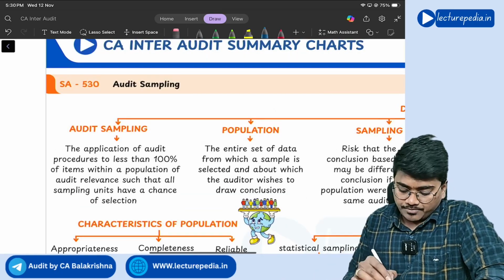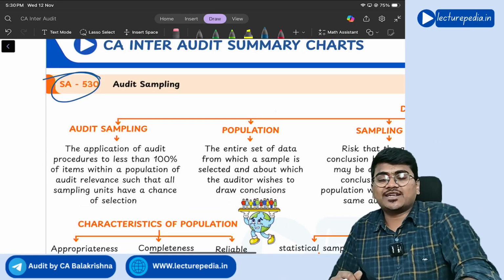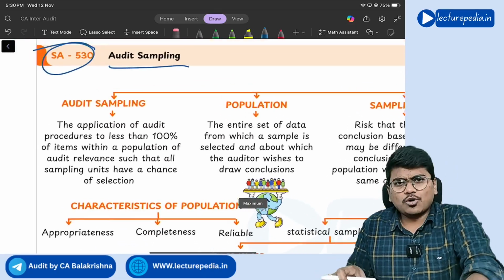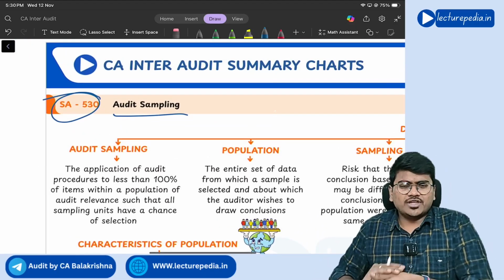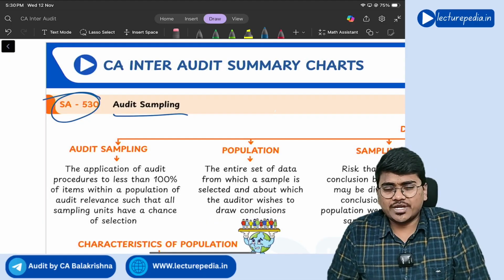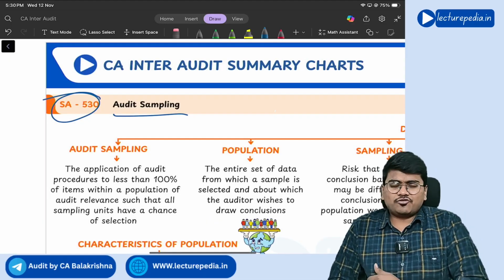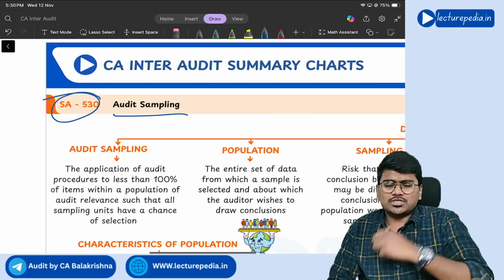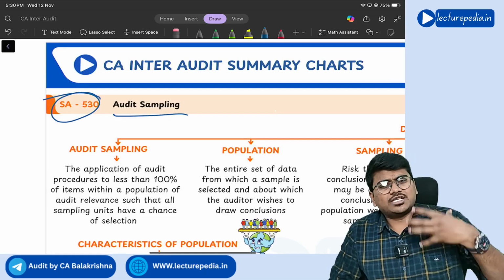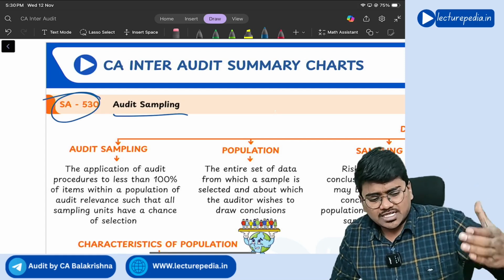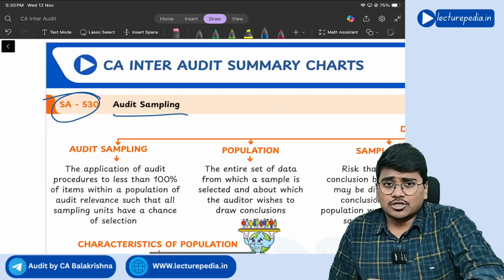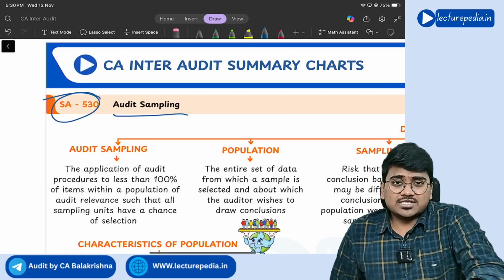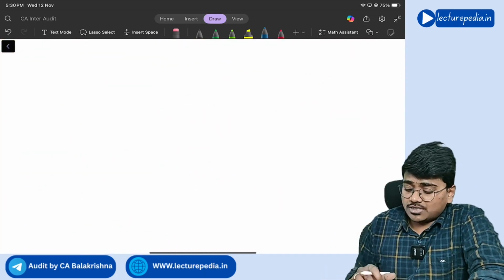So next, SA 530, audit sampling. Why will an auditor use sampling? In case of large companies where there are thousands of transactions, it becomes difficult for the auditor to audit each and every transaction. So the auditor chooses to go for sampling.